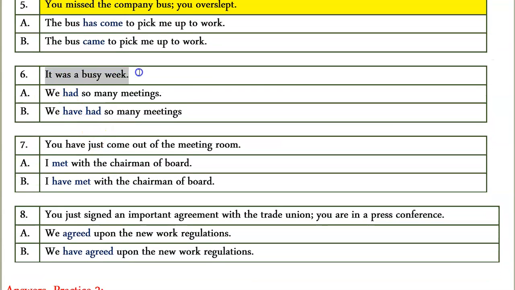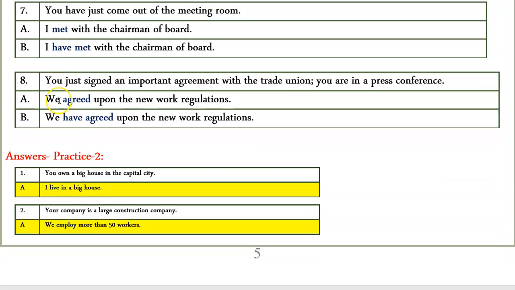It was a busy week. Now you are at home, you are enjoying your weekend. So do you say we had, past simple, or have had, present perfect? So it should be past simple, not have had, present perfect, because you're not connected to the present anymore.